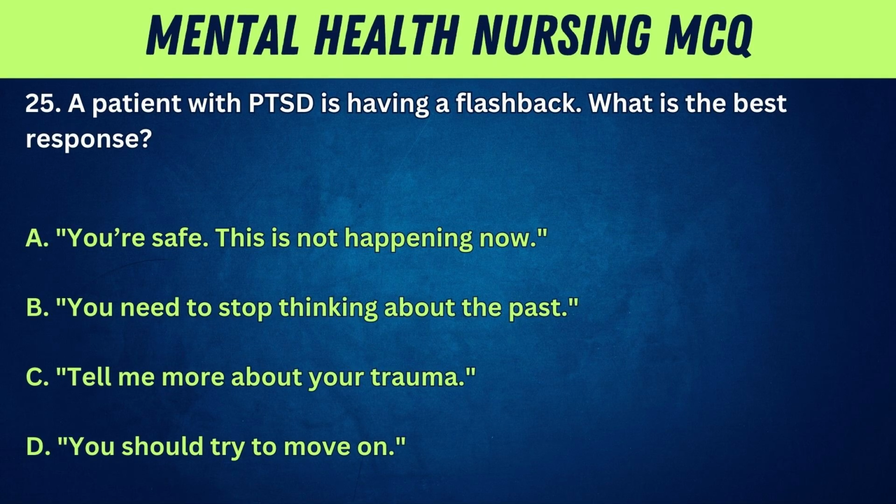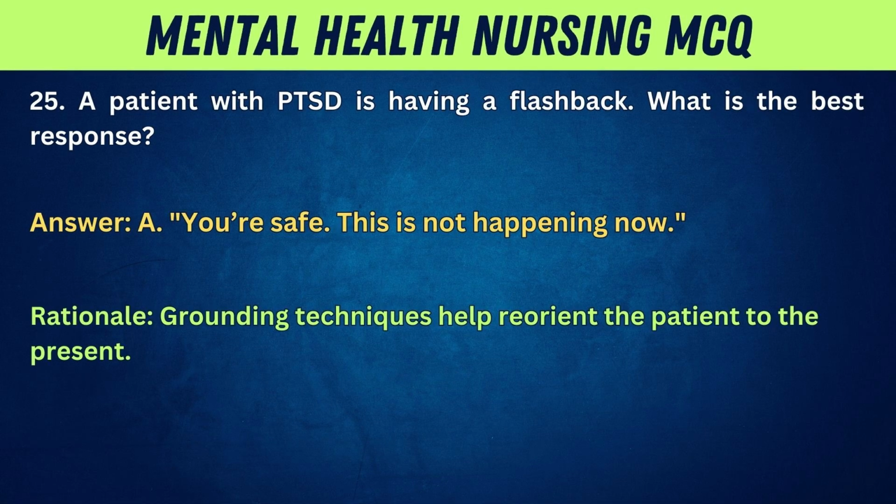25. A patient with PTSD is having a flashback. What is the best response? A. You're safe. This is not happening now. B. You need to stop thinking about the past. C. Tell me more about your trauma. D. You should try to move on. Answer: A. You're safe. This is not happening now. Rationale: grounding techniques help reorient the patient to the present.